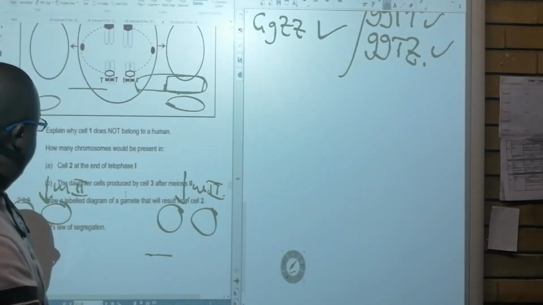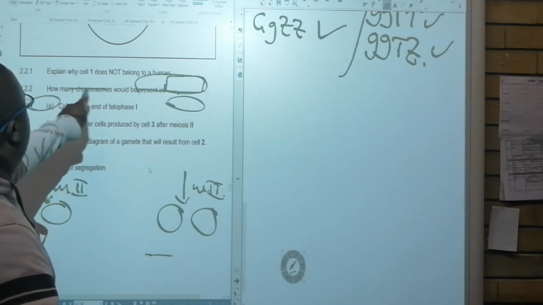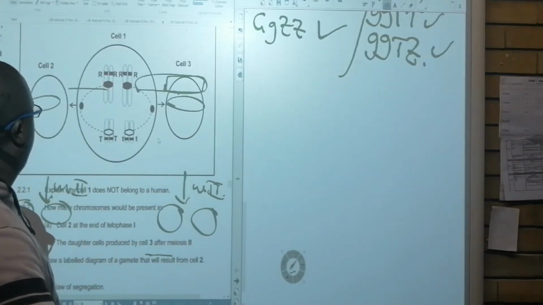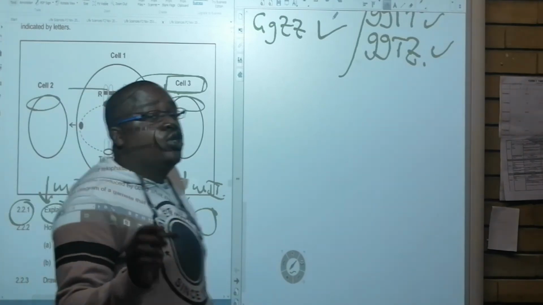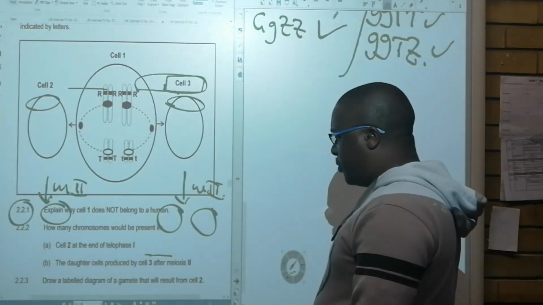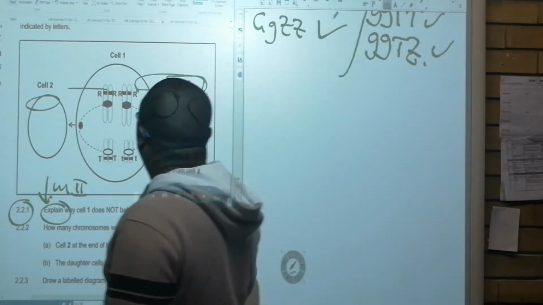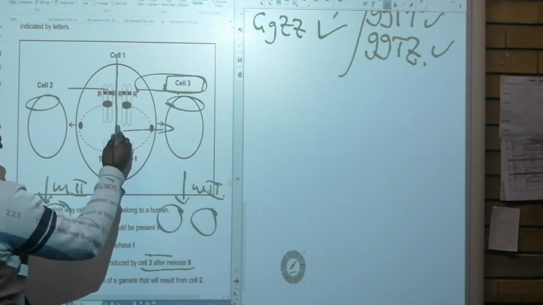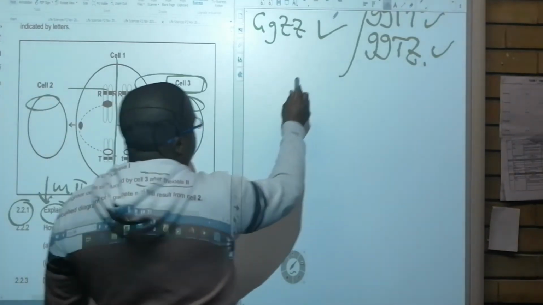So, what is the question? How many chromosomes will be present in the daughter cells produced by cell 3? Where is cell 3? This is cell 3. So in other words, cell 3 ends up with this chromosome and this chromosome after meiosis 1. Shall we draw it here?